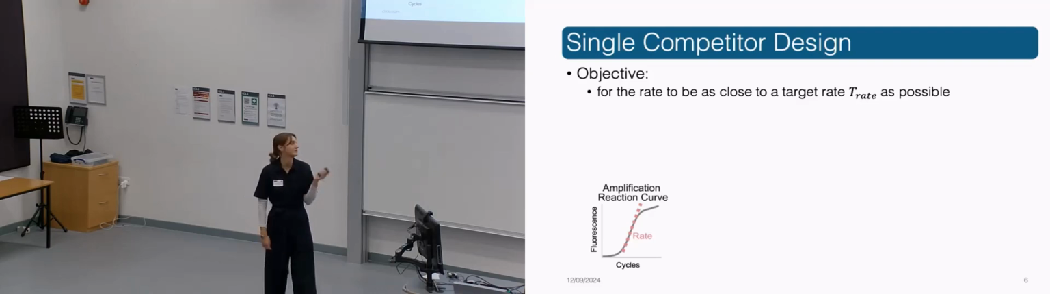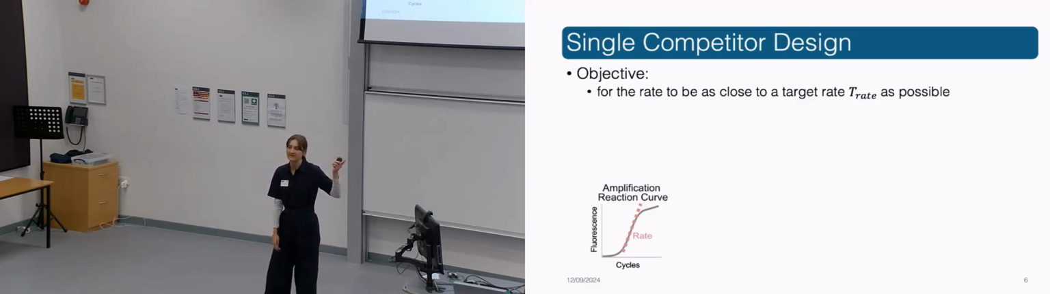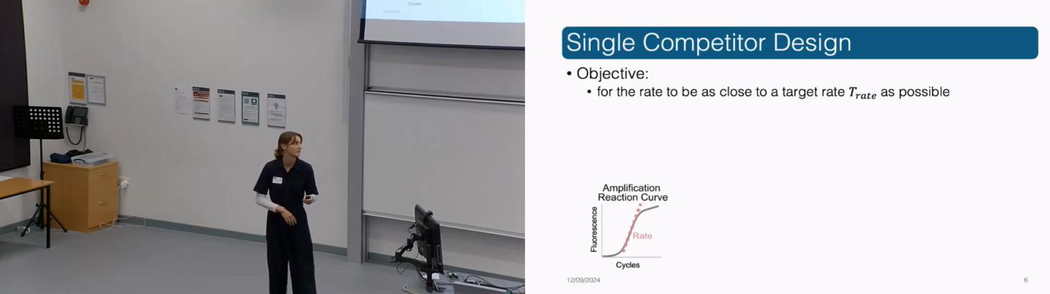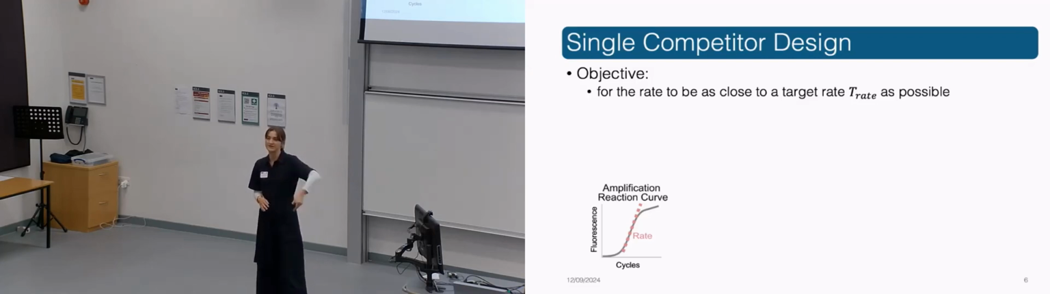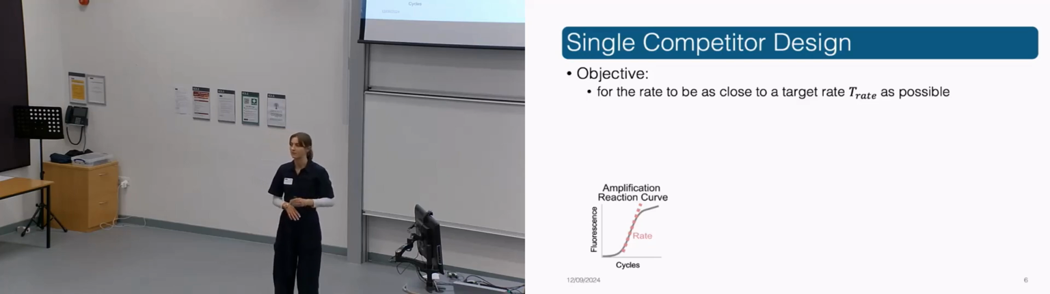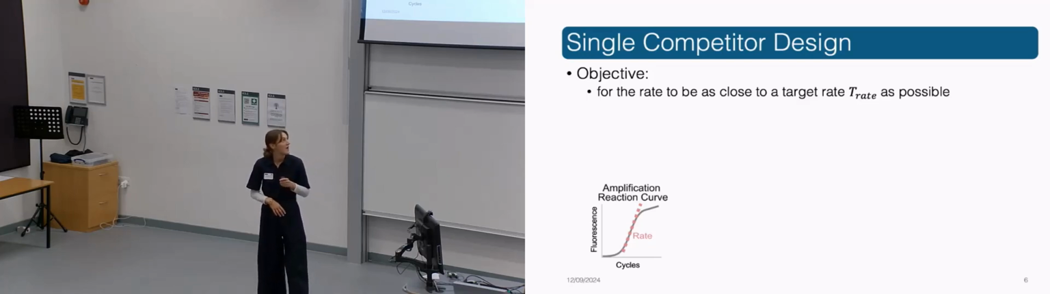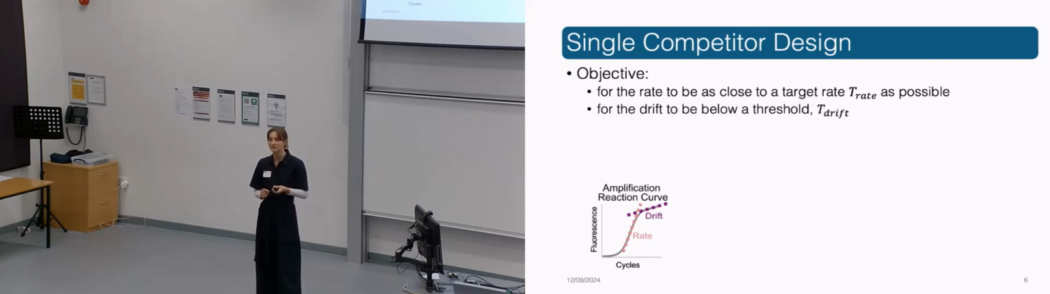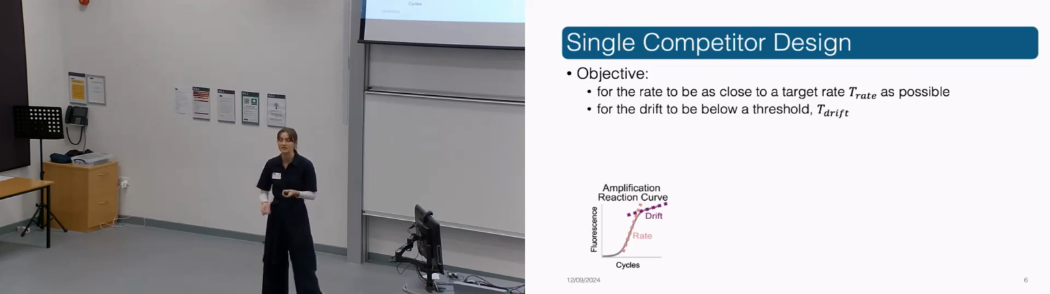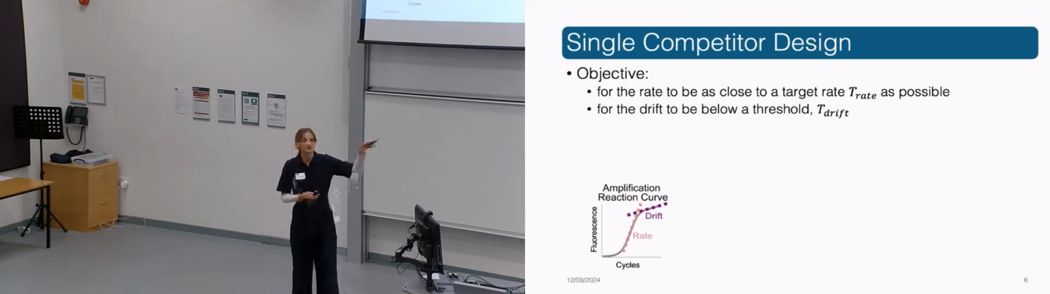So for each of our competitors, going on to the problem we're trying to solve now: we're trying to design these competitors, these synthetic DNA strands. We want them to have a specific amplification curve. We reduce this curve down to two key parameters. The rate, which is the rate of the linear part of the curve, we want to adapt that. And then there's also a second nuisance factor that we found when we actually did the experiments, which is that we get linear drift at the end.